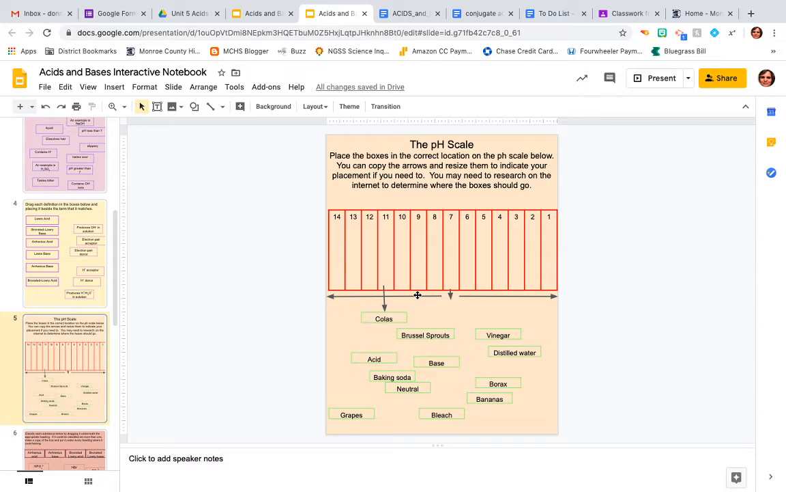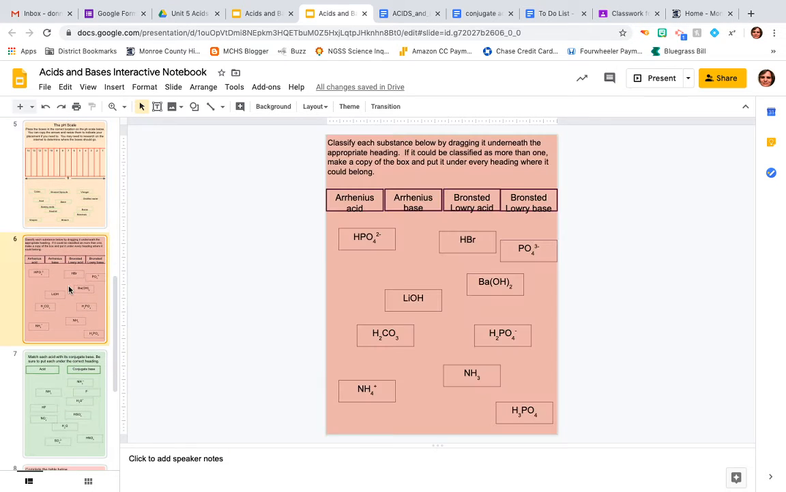But again, for that slide, for all this information, you're going to use the PowerPoint. But you can also look some things up on the internet. Like for this one, I even told you may need to research on the internet to determine where the boxes should go. So again, right here, I'm saying, okay, colas are pH 11. Now, that's probably not correct, but I was just showing you how to do it. So again, you've got the arrows there that you can copy and then paste and make longer and shorter in order to place these substances on the correct location on that pH scale.